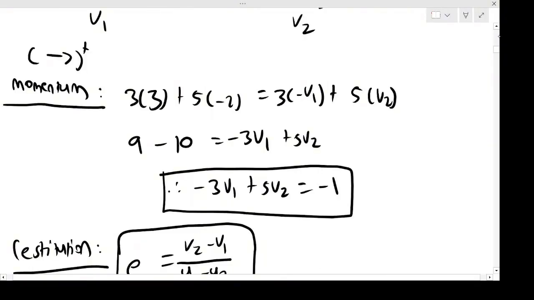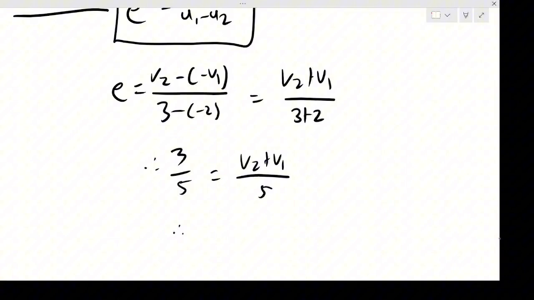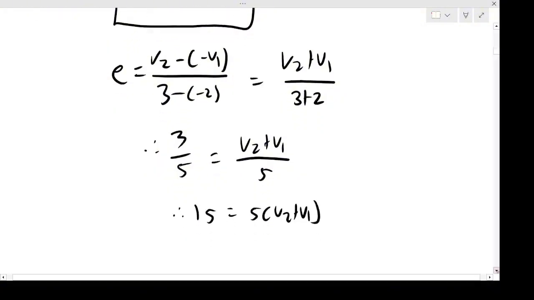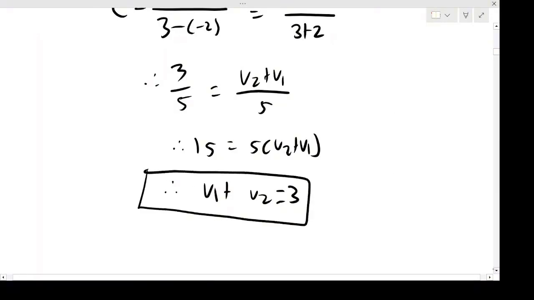Now we also know that e is 3/5, so we can say 3/5 is going to equal V2 plus V1 over 5. If we cross multiply, we times 3/5 by 5, so we could say 15 is 5 lots of V2 plus V1. Then I can just expand that to get 5V1 add 5V2 is 15. Or you could just simplify, divide by 5 to say V1 add V2 is 3. Hopefully happy with that. So we've got these two equations then.